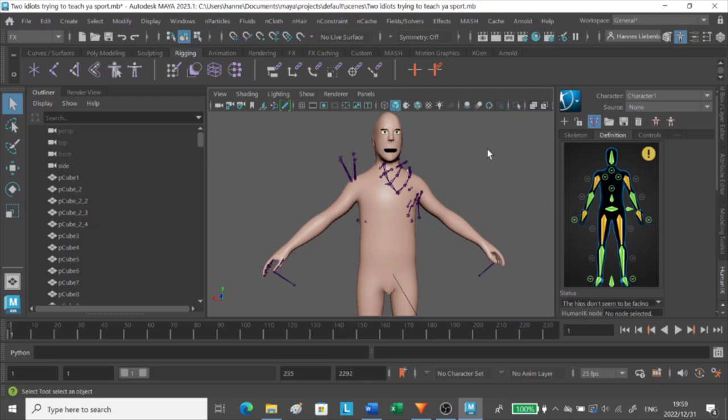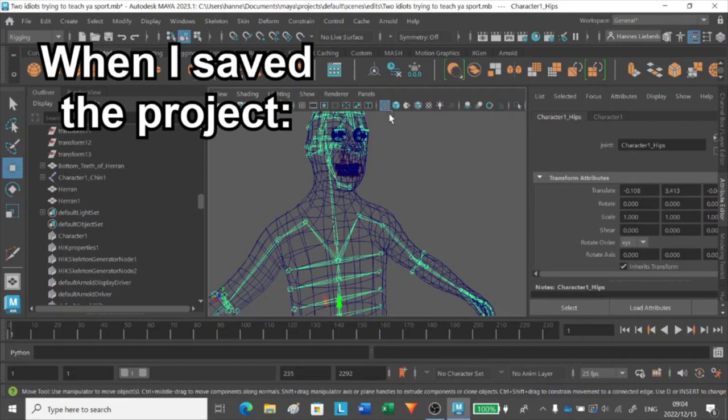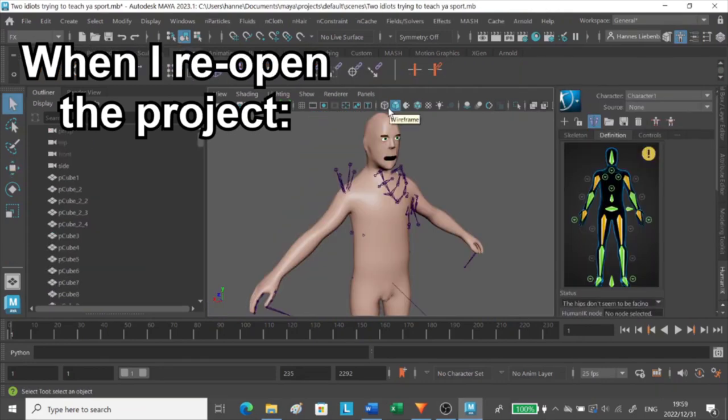I saved my whole project, right? But when I open it up again, there's this glitch that just basically makes a whole skeleton go out of place. See, look here. This is how the skeleton used to look, and this is how it looks.